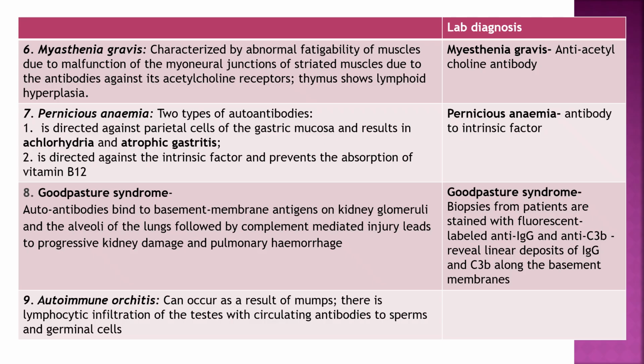Goodpasture syndrome: autoantibodies bind to basement membrane antigens on kidney glomeruli and alveoli of lungs, followed by complement-mediated injury, leading to progressive kidney damage and pulmonary hemorrhage. In investigation, biopsies from patients stained with fluorescent labeled anti-IgG and anti-C3b reveal linear deposits of IgG and C3b along the basement membranes. Then ninth is autoimmune orchitis, which can occur as a result of mumps. There is lymphocytic infiltration of testes with circulating antibodies to sperms and germinal cells.